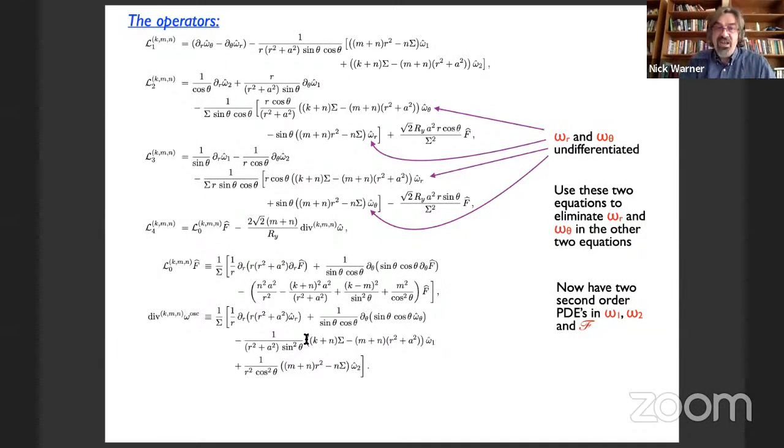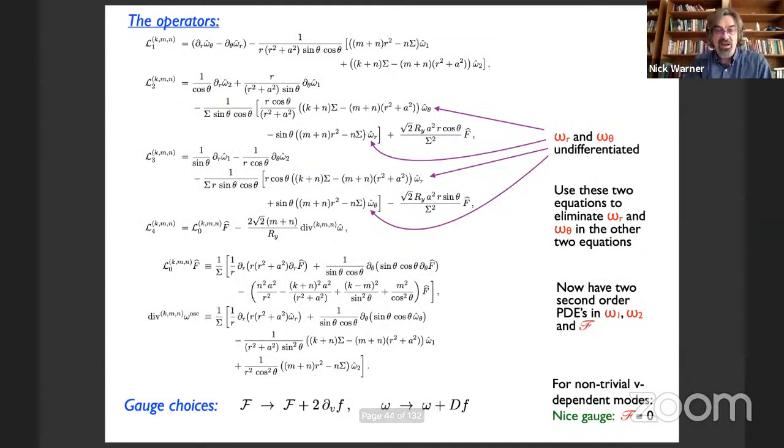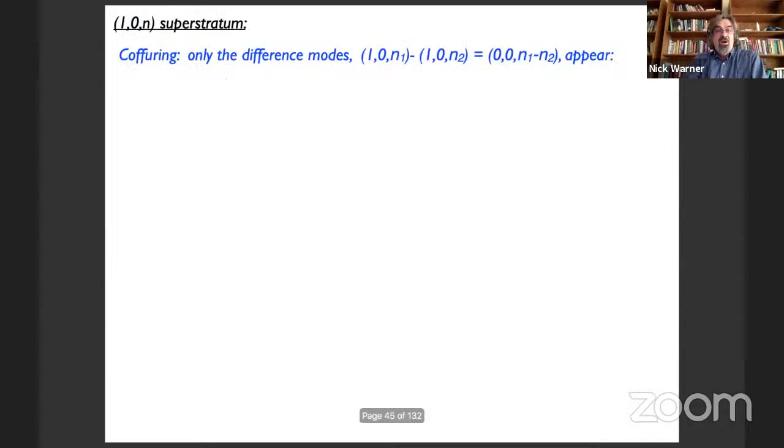So, you're doing the same thing on the right-hand sides with the sources. So as you manipulate this, you of course manipulate the sources in the same way. Now, the last part of this, remember, is this is 4 equations for 5 unknowns, the 4 components of omega and the function f. But you've got to remember you've got a gauge choice. The simplest version of this, if it's non-trivial v dependence, is we just get rid of f by integrating this back and saying, okay, if it's oscillating in v, you can find a primitive and away you go, you get rid of f. So 1, 0, n superstratum, what actually happens here?